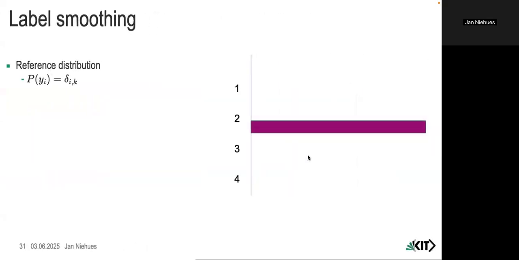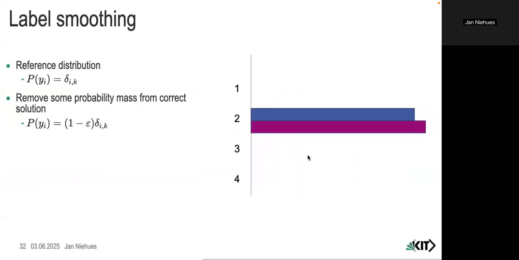It's quite straightforward. We're starting with our reference distribution. And if you want to do a smooth distribution, the first thing you typically have to do is remove some probability mass from the correct solution, because you still want to have a probability distribution. So the first thing is you remove some probability mass from here.